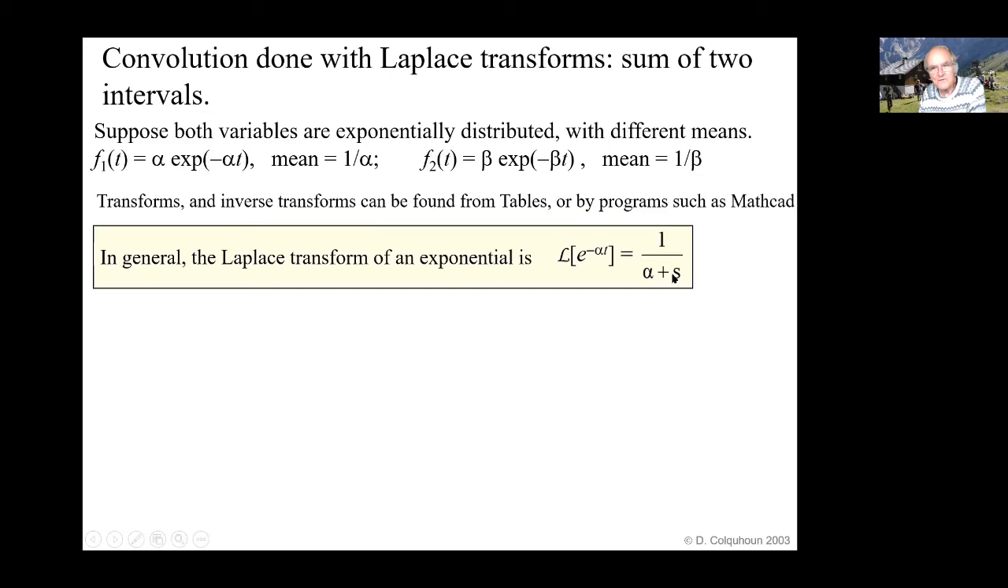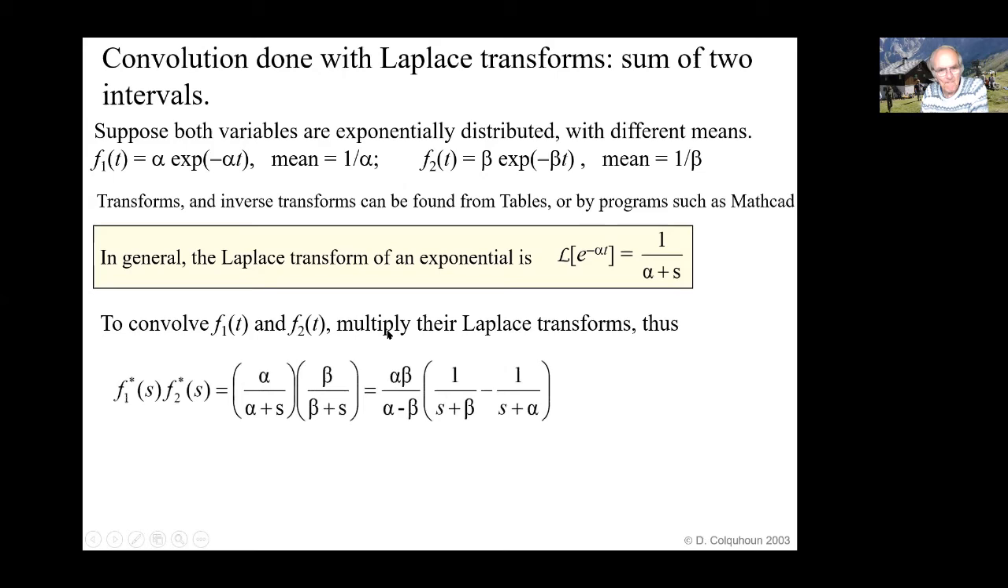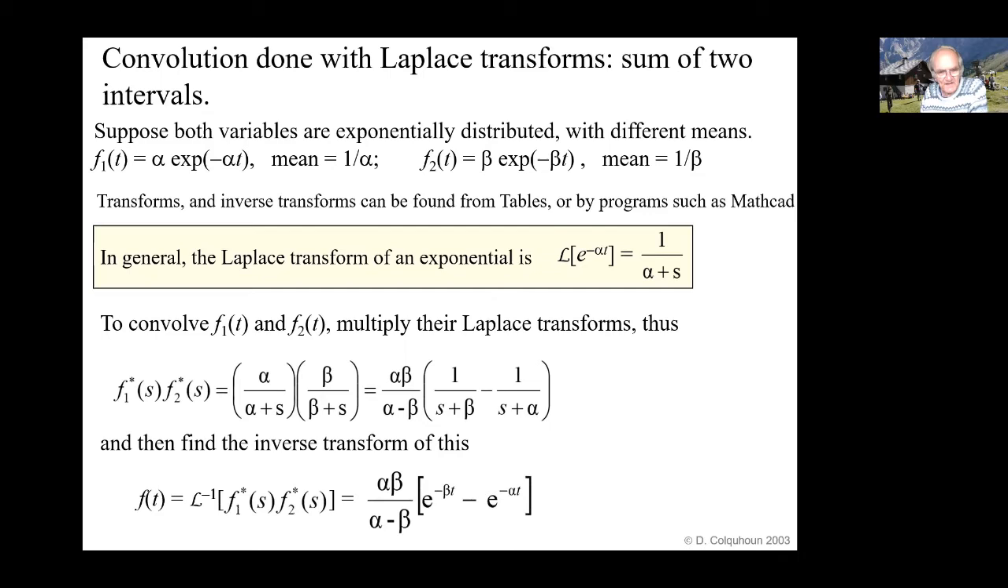So to convolve f1 of t with f2 of t, we multiply their Laplace transforms. That's alpha on alpha plus s times beta on beta plus s. And with a bit of rearrangement, you can get it into this form. So the inverse transform of that is an exponential, the inverse transform of that is an exponential, and the inverse transform gives the convolution of t1 and t2. And that comes out exactly as it did when you did it by hand.